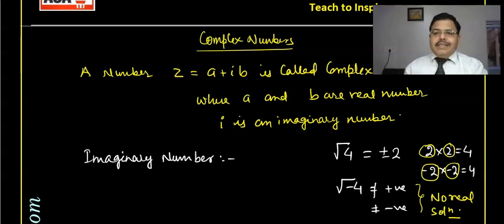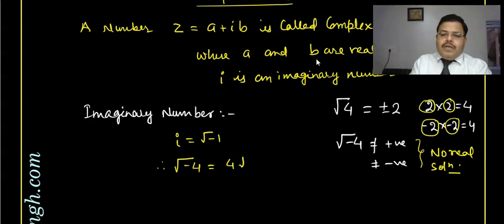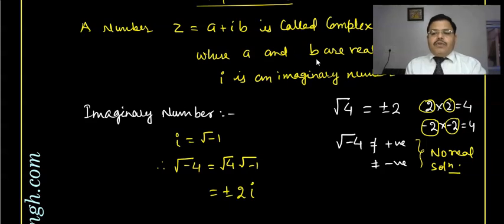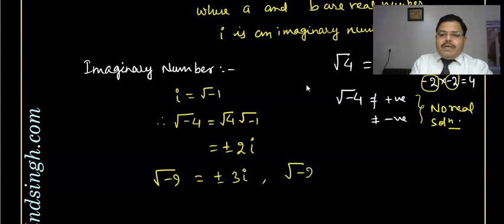We have heard in class 10 that when in a quadratic, D is less than 0, then there is no real root. Now, in this class, we will introduce another concept. That concept is that iota is an imaginary number, and iota stands for the square root of minus 1. So if someone wants to write the square root of minus 4, he can write it as the square root of 4 into the square root of minus 1. The square root of 4 is plus minus 2, and the square root of minus 1 is iota. So the square root of minus 4 is plus minus 2 iota. Similarly, the square root of minus 9 is plus minus 3 iota, and the square root of minus 25 is plus minus 5 iota, and so on.